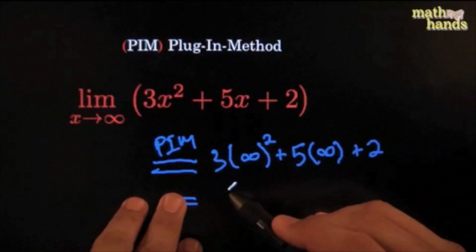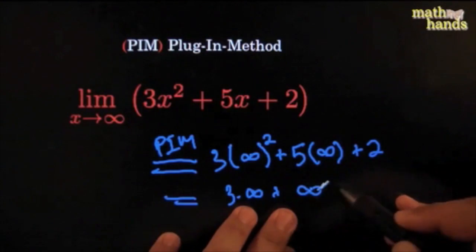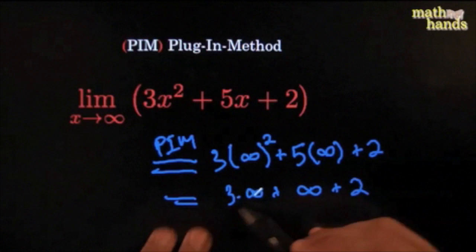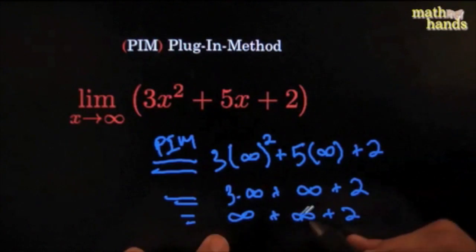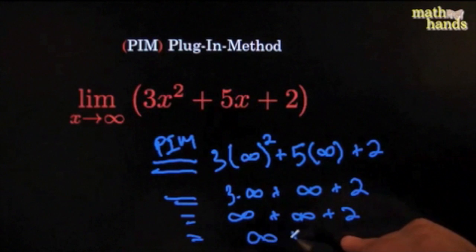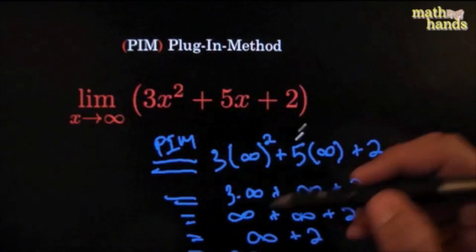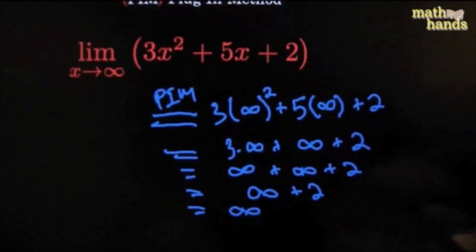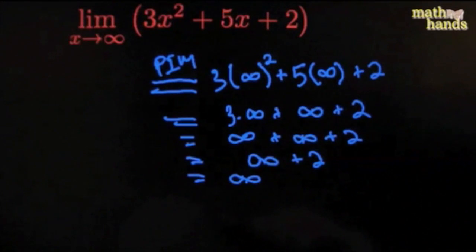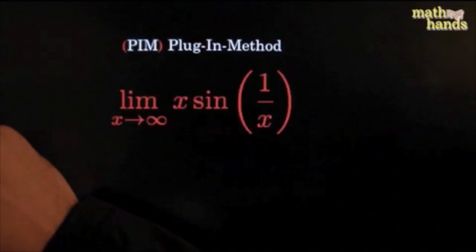Infinity times infinity, there's no doubt in my mind that's infinity. 5 times infinity, there's no doubt that's infinity. 3 times infinity, there's no doubt that's infinity. Infinity plus infinity, I got that, that's infinity. Infinity plus 2, that's infinity. No doubt this limit is clearly going towards infinity. Well, if you can see that, there you go, you can see it now. Plug-in method, very, very nice, right? So then why do we do the other one?